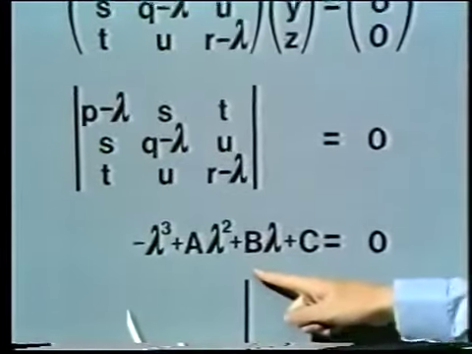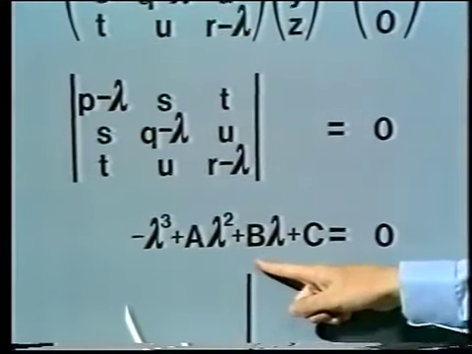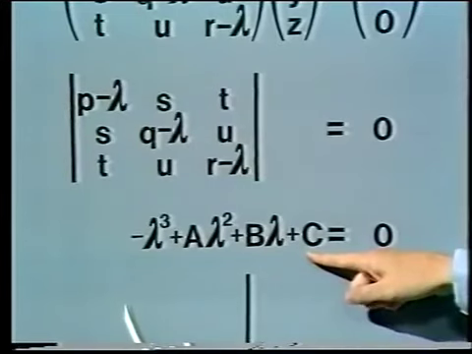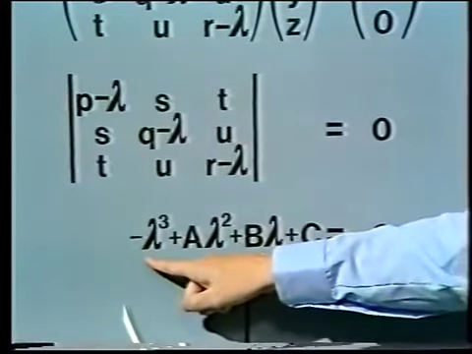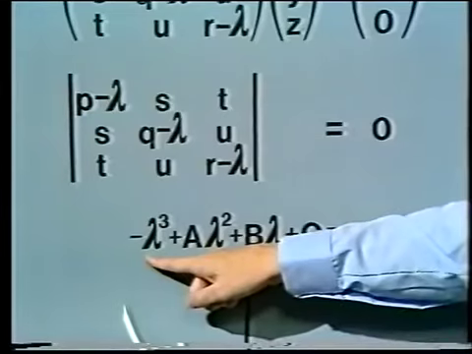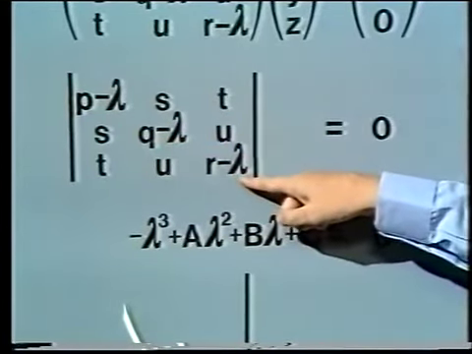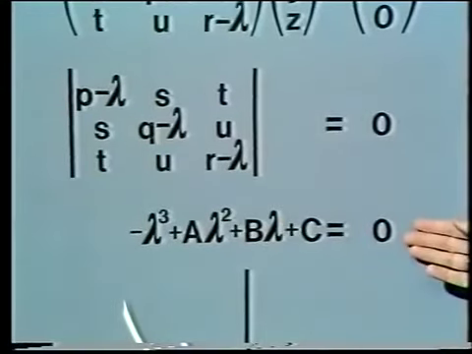The important thing is that we end up with this equation here. A, B, and C are constants. They're just numbers which arise out of the calculation. But as before, the important term is this first one, minus lambda cubed. We get that by multiplying the minus lambdas down the diagonal. So we have a cubic equation.